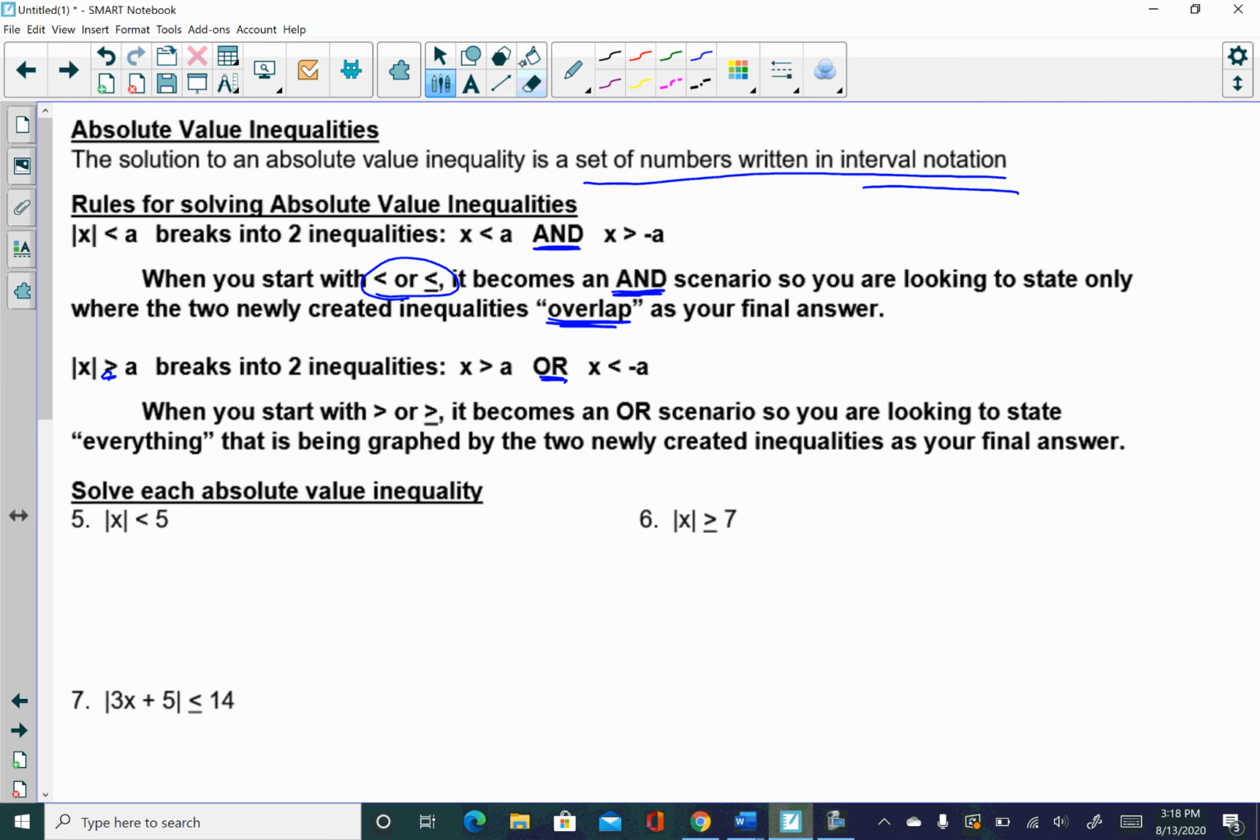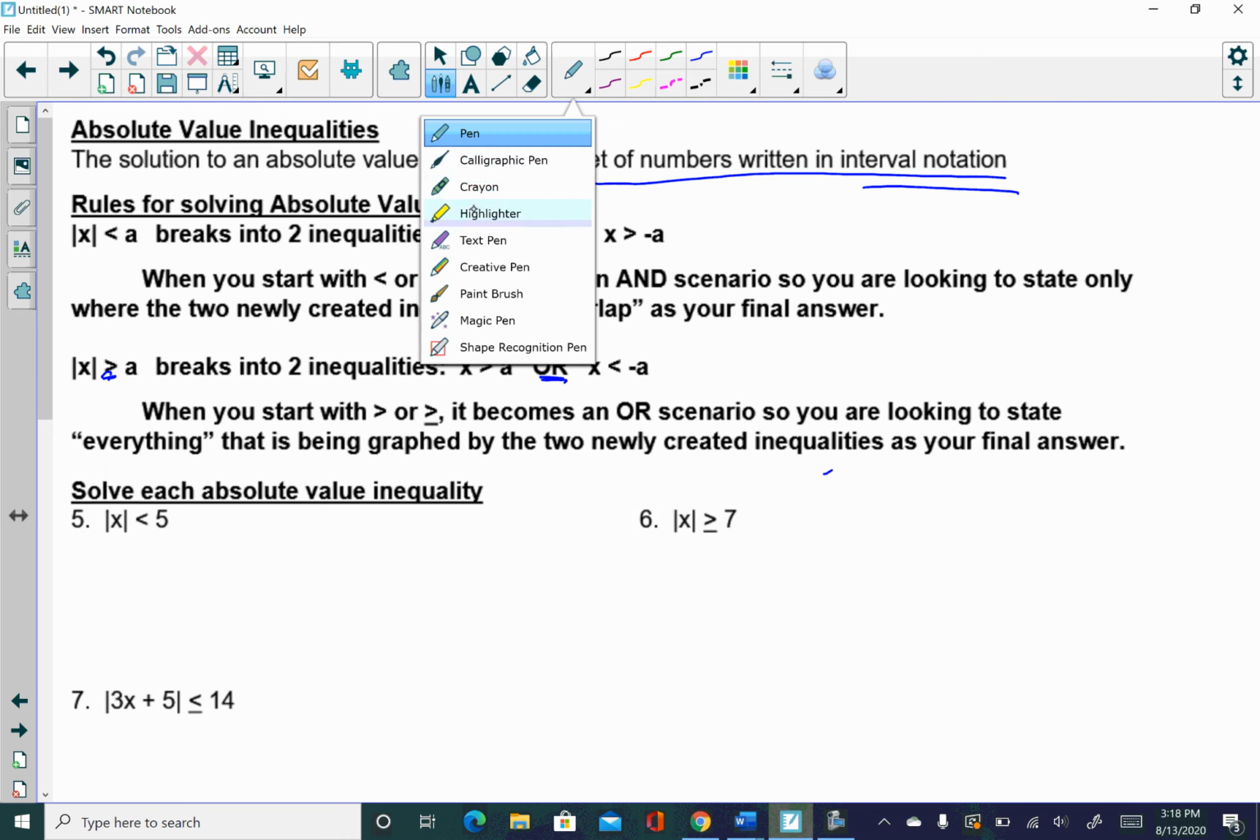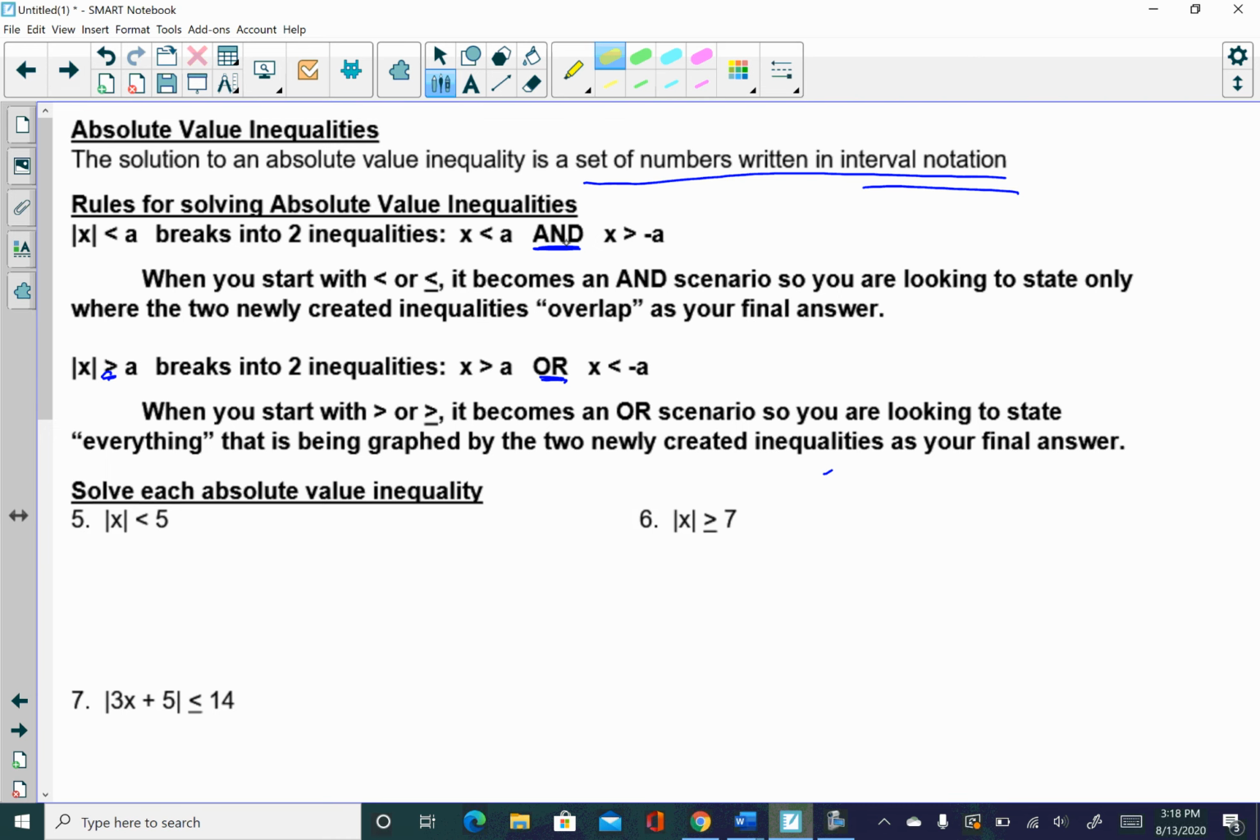Okay, so let me get a highlighter here. Less than. So if you have less than or equal to, it turns into an and statement, and you are looking for your solution is where those graphs overlap. And you'll notice how it drops the absolute value bars, and one inequality is exactly what you see in the beginning, and then your and one is you just flip the inequality sign and change the sign of the number.